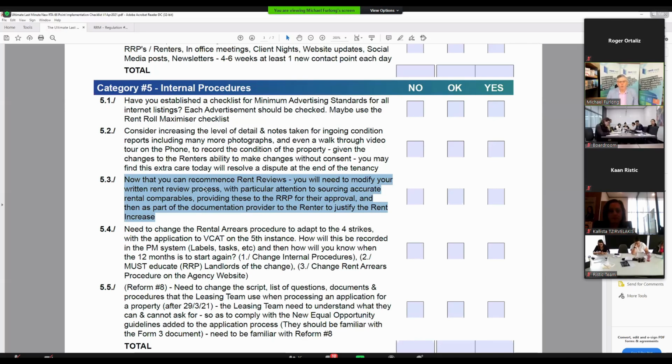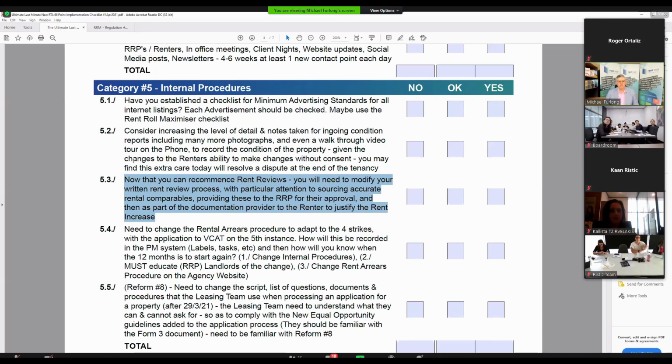So moving forward, as part of your procedures, if you haven't already done this now, because we're going to start doing rent increases as of Monday, I would imagine. If you haven't already gone through and adjusted your rent review process, that would be a no. Put that in there. But these are the things that you need to go through.